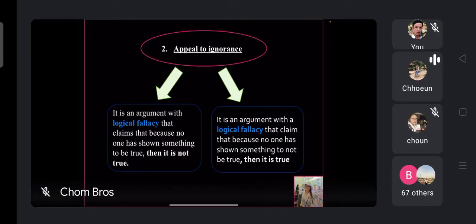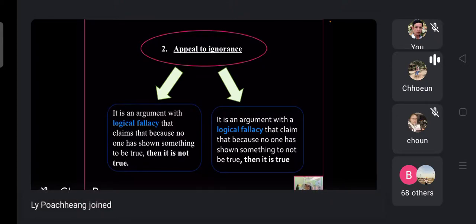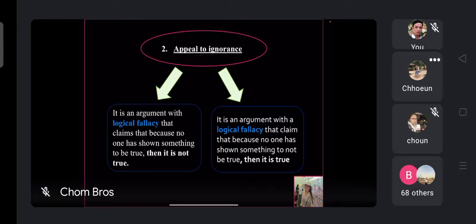Good evening teacher and good evening classmates. I respond to appeal to ignorance. Appeal to ignorance is divided into two definitions. The first one is an argument with the logical fallacy that because no one has shown something to be true, then it is not true. And the second definition is an argument with a logical fallacy that because no one has shown something to not be true, then it is true.